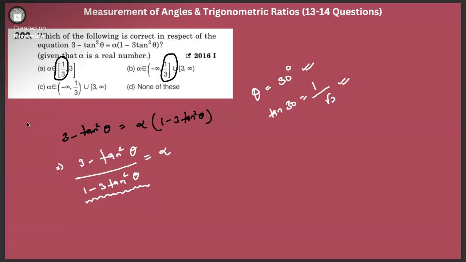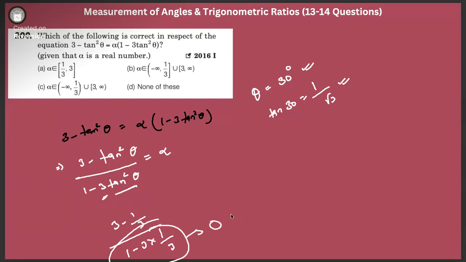Let's just put theta is equal to 30. If you put it over here down below, 1 minus 3 tan square theta, tan square is equal to 1 by 3, so 3 times 1 by 3 is 1. The denominator is getting 0, which in turn is not defined. Undefined. That is why we have to chuck out 1 by 3 from the equation.